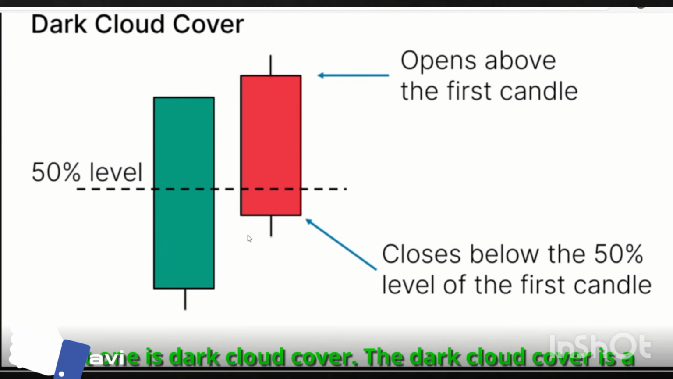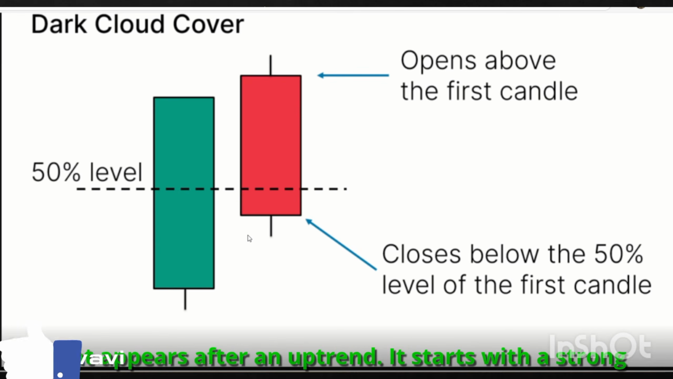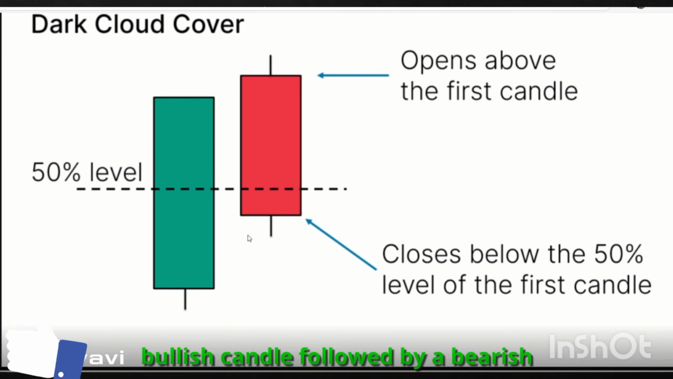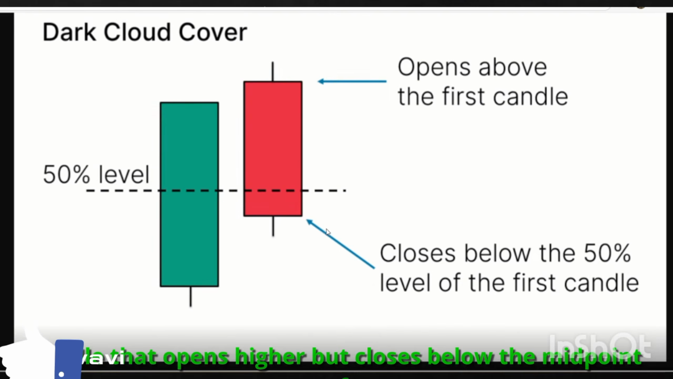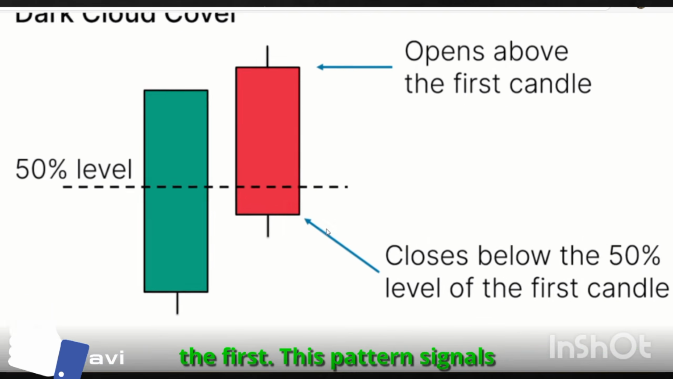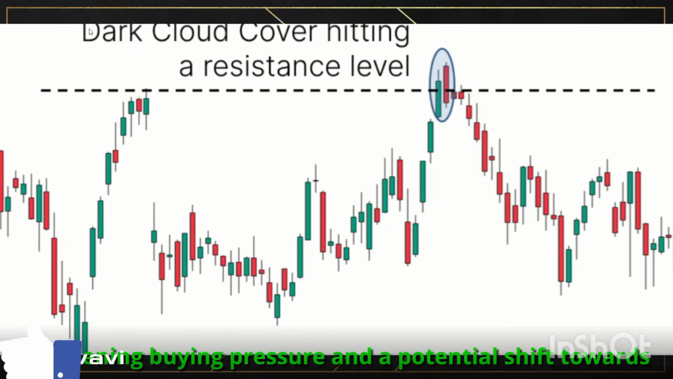The dark cloud cover is a two candle bearish reversal pattern that appears after an uptrend. It starts with a strong bullish candle followed by a bearish candle that opens higher but closes below the midpoint of the first. This pattern signals weakening buying pressure and a potential shift towards a downtrend.